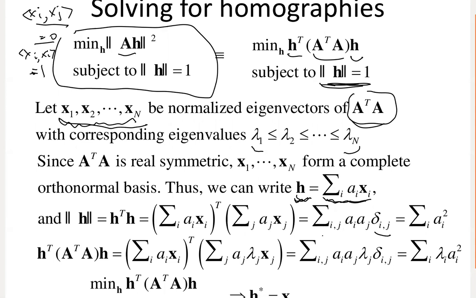So I will get the sum over ij with a delta ij here. Therefore, one of the sums will be gone because of the delta function, so I will just sum over ai square. Therefore, if I want to make sure the norm is equal to 1, I need to force the sum of the ai square here to be equal to 1.